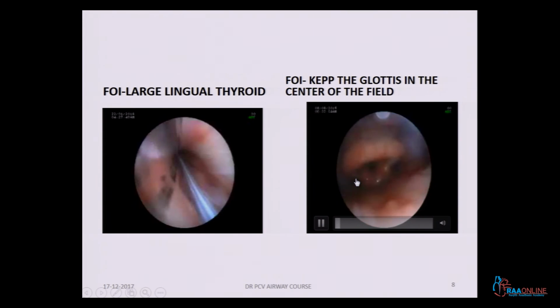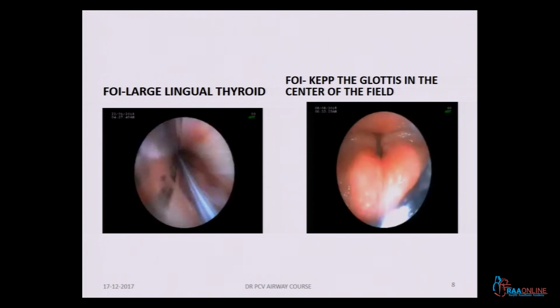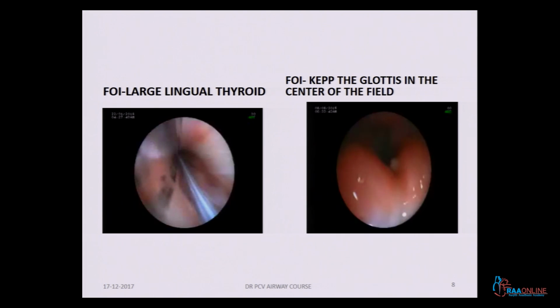And one important trick is keeping the scope always in the midline and trying to orientate the glottis in the midline and steady. So, whenever you twist the scope, try to bring it toward the midline, and this is the way we have to see the glottis nicely in the center of the field and enter into the trachea.